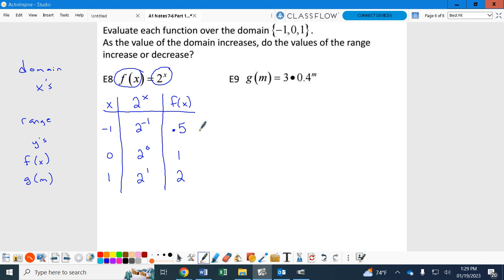Okay, guys, so as this increases, what happens to the range? It increases. That's what you're deciding. Does it increase or decrease?